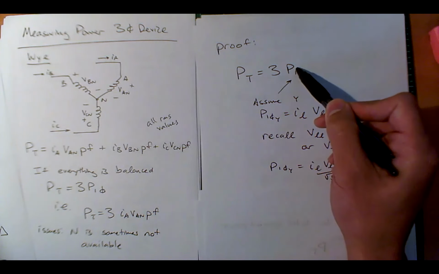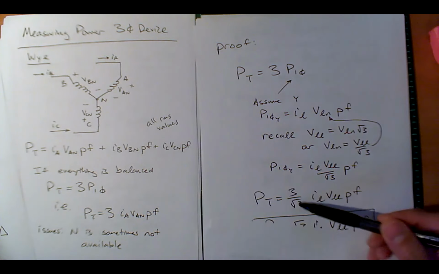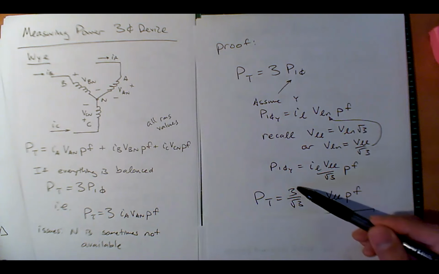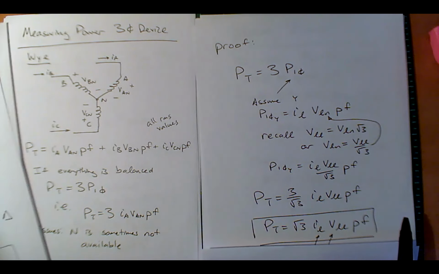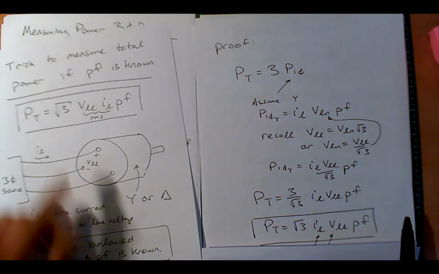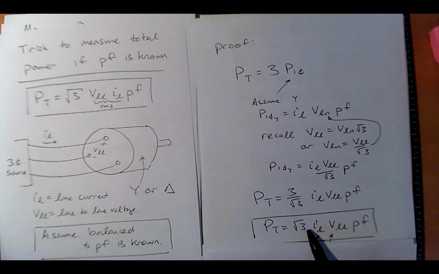And I can plug this in here. Notice I get a 3 over root 3. Well, 3 over root 3, ladies and gentlemen, that is root 3. And so you can see that I get the same equation as this guy here, right? So that's where the root 3 comes in.